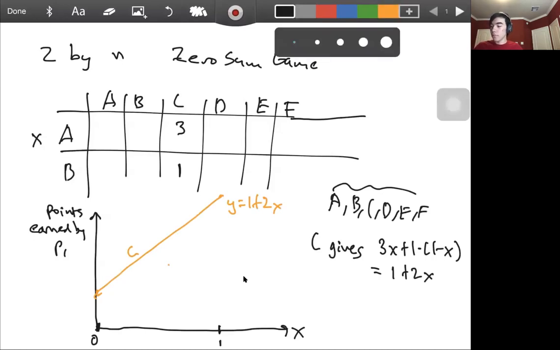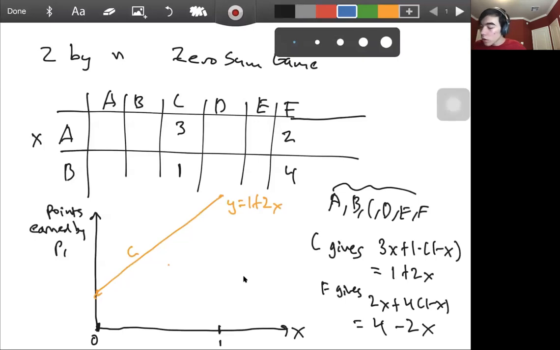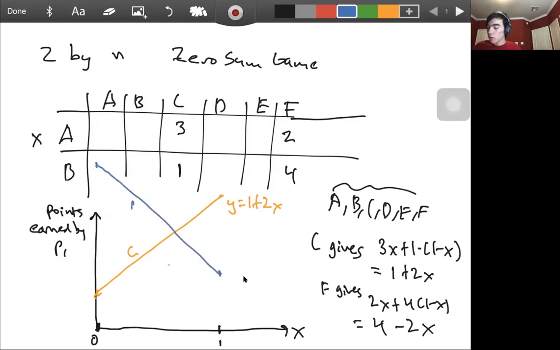Let's say F is like 2 and 4. That means F gives 2x plus 4 times 1 minus x, which is 4 minus 2x. So F would be something like this, that's F. And if you keep going, we're going to get lines like this, and perhaps useless lines like that. And let's pretend that we've graphed all the lines.